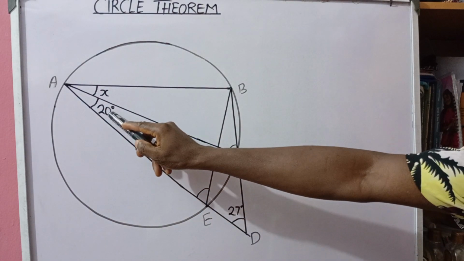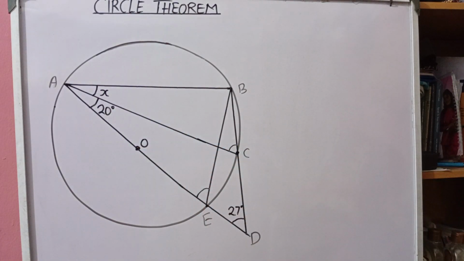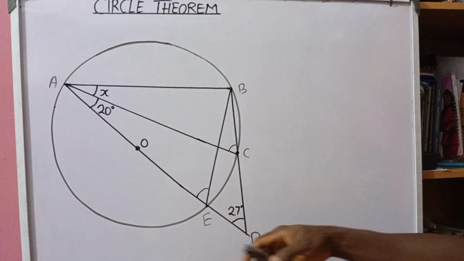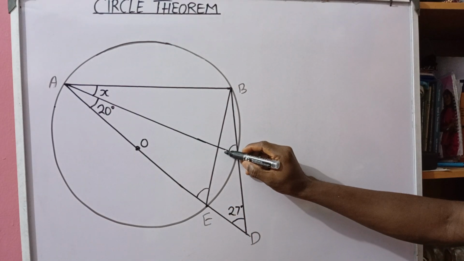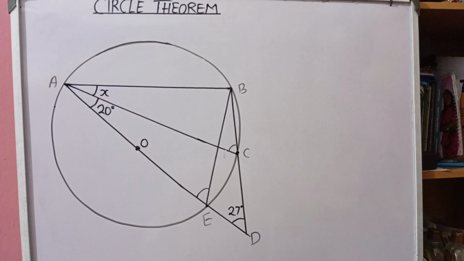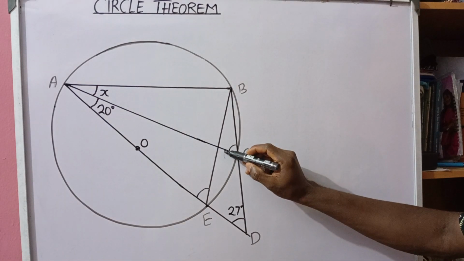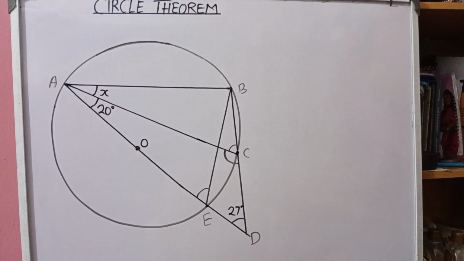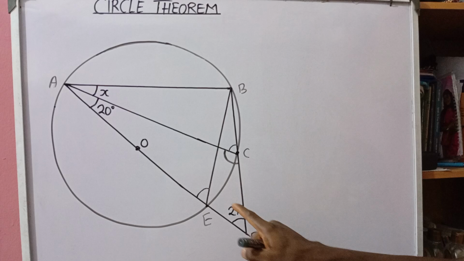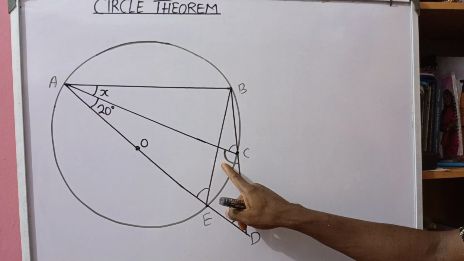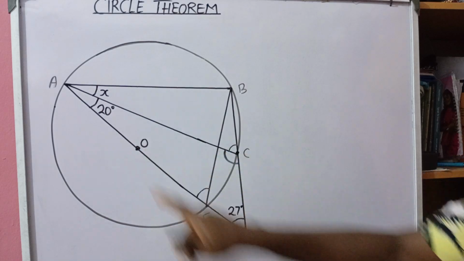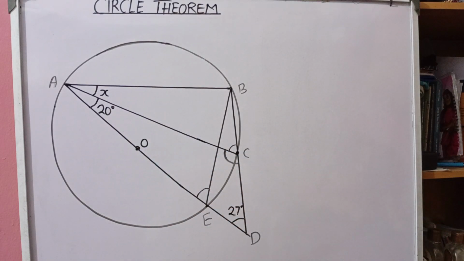And we have this particular portion here given, that is 20 degrees. So we can actually find the value of the angle that is being subtended here. We can find the value of this angle from the triangle. And we know that the sum of the interior angles of any triangle is equal to 180 degrees. That is to say, the angle that we have here plus 20 plus 27 will always be 180 degrees.